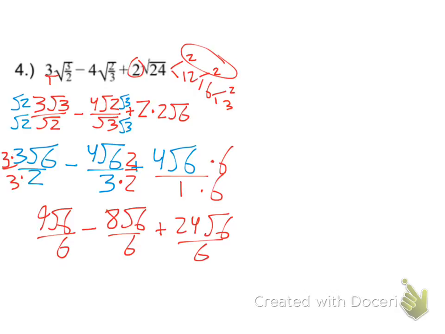Okay? And now, if they all have a common denominator, they all stay with the common denominator, and then I can put them all on the top of the fraction. I have 9 of them, take away 8 of them, but add 24 more back. What's 9 minus 8? 1, and 1 plus 24 is 25. 25 of them, and they are square root of 6's.